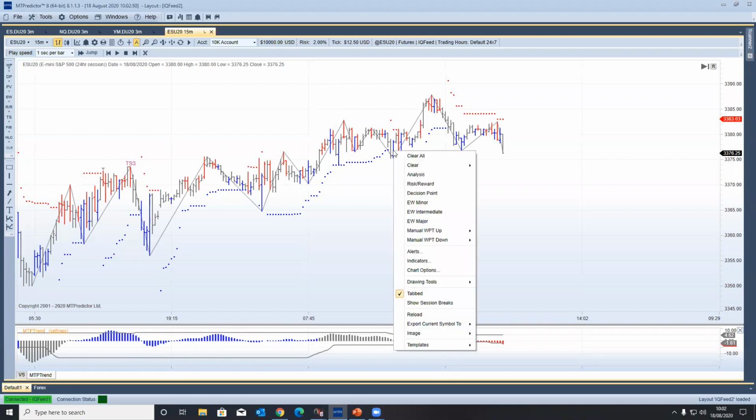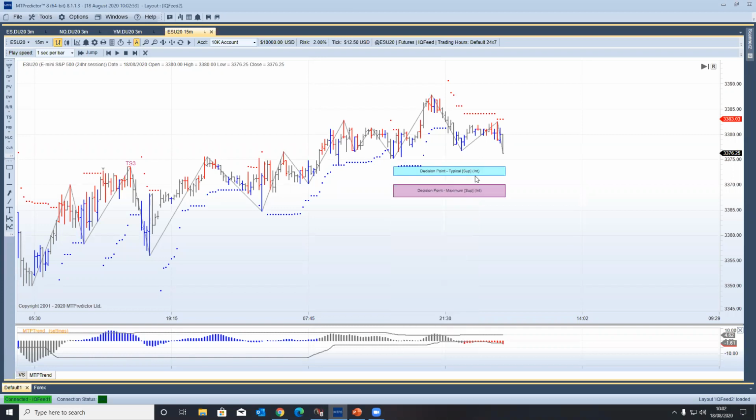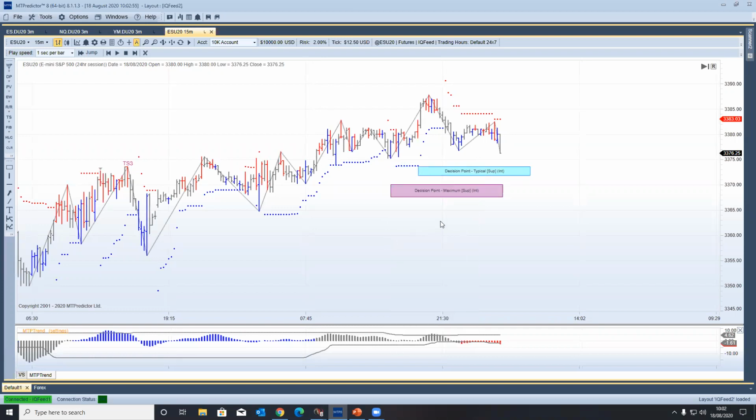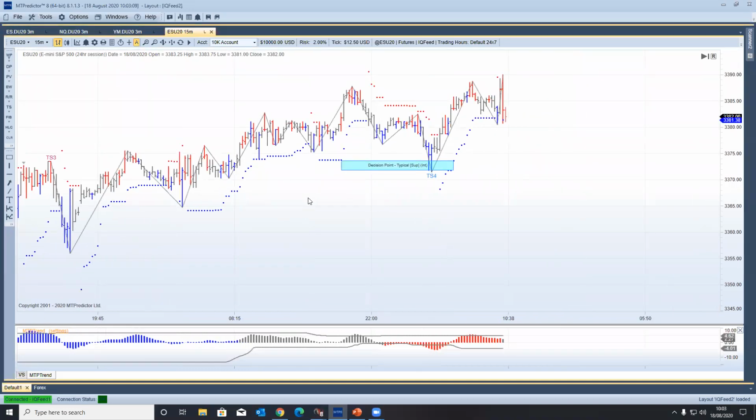So you right mouse click here, do decision point. That will have given you an area of support. Today I'm just going to be looking at our typical DP support, not really going to be using our maximum today, just our typical. So can you see how that's on the chart in advance? If I turn training mode off, see what happened. Basically, it came down here. It provided an area of support for the market then to rally back up again.